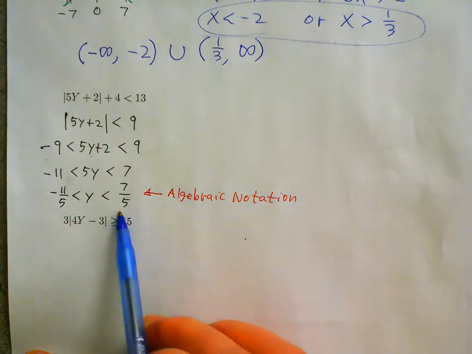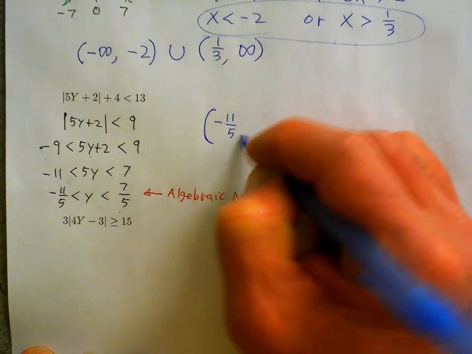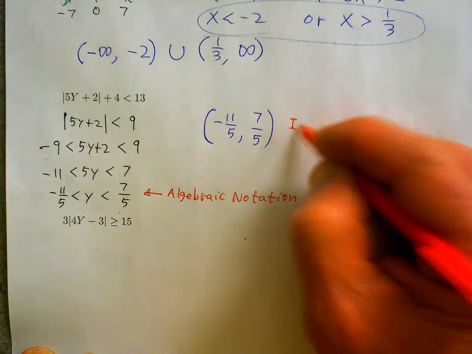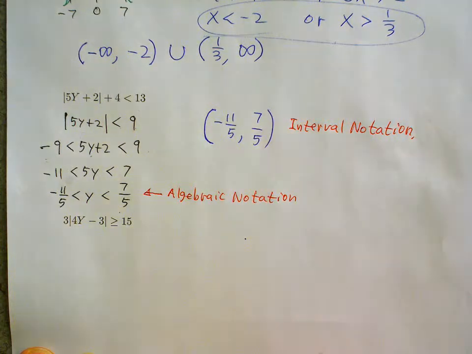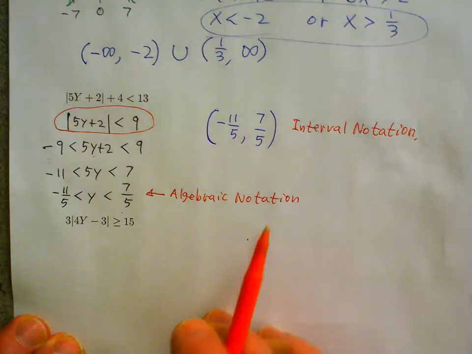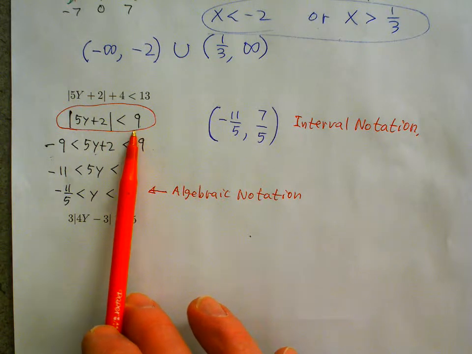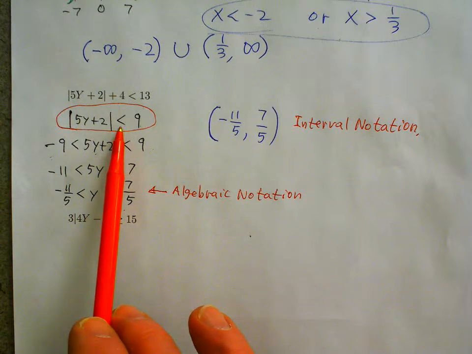And then the interval notation, we put a left parenthesis, negative 11/5, comma, 7/5, right parenthesis. This is the interval notation. So I'll just make a comment about this. If you think of 5y plus 2 as a number, if the absolute value of a number is less than 9, then no numbers can break out to the right towards infinity or to the left towards negative infinity. So they have to stay in a certain interval because their distances are always less than some positive number.